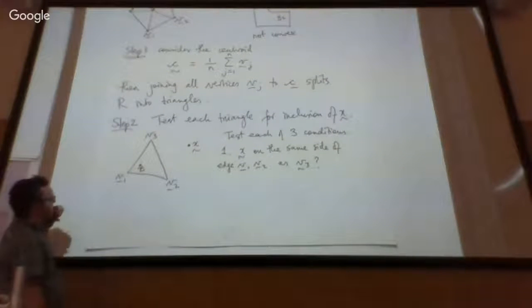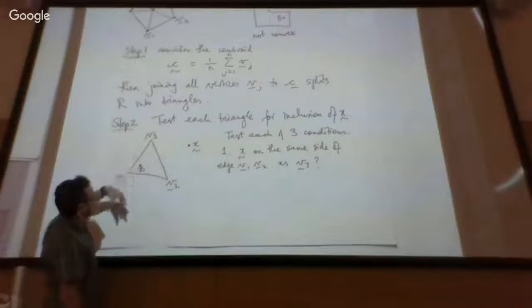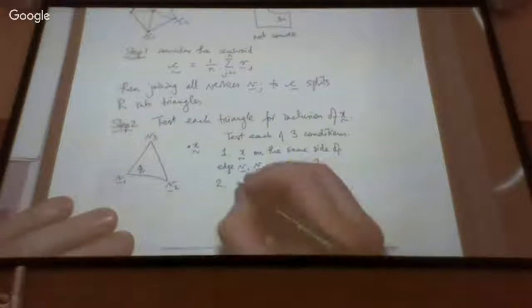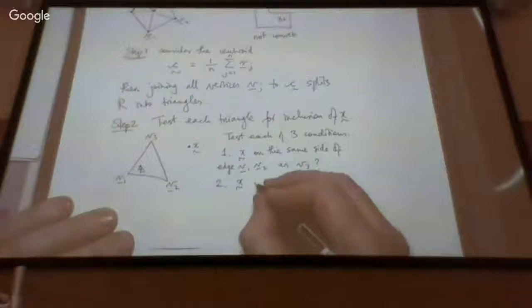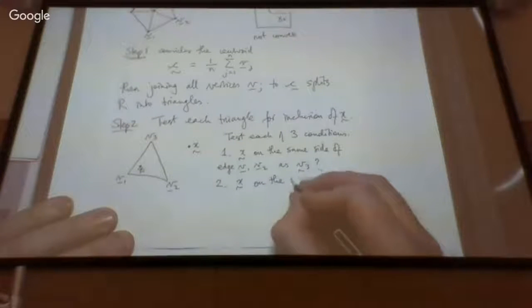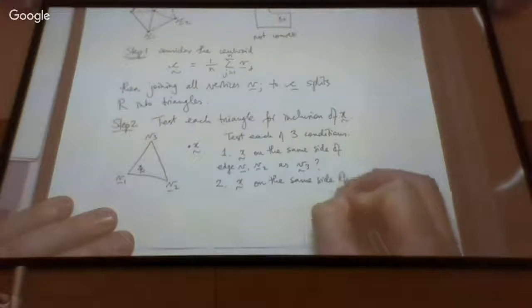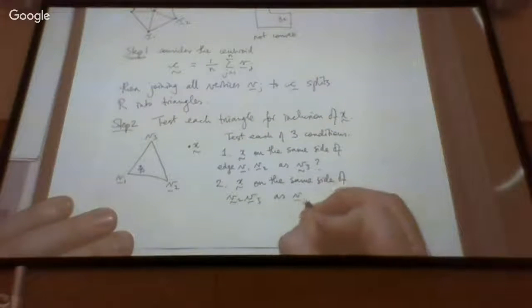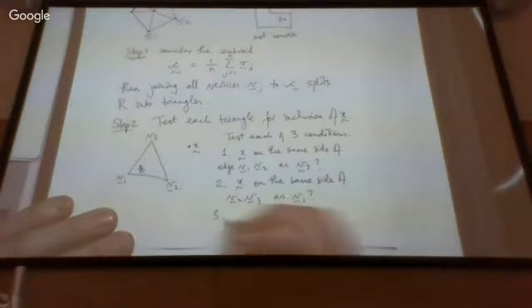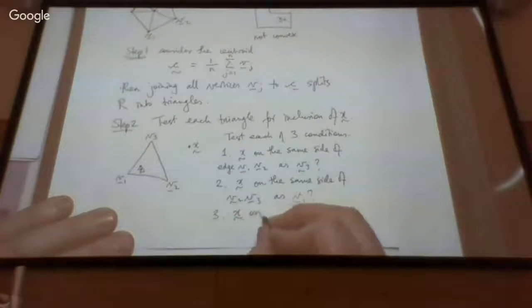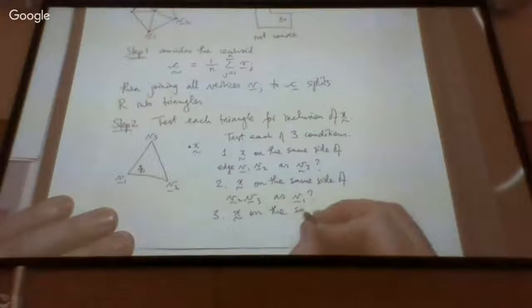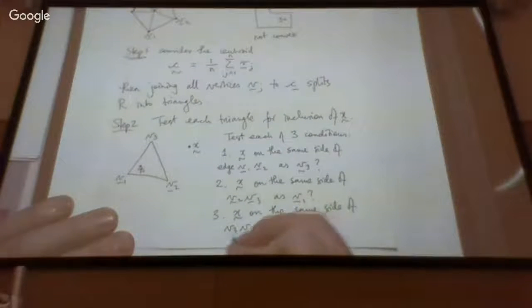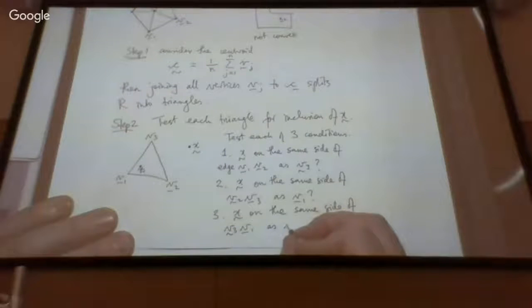So we look at X and we ask, is it on the same side of the edge V1, V2 as the other vertex V3? And you just repeat this test for each of the three sides. So is X on the same side of V2, V3 as V1? And the last test: is X on the same side of V3, V1 as V2?